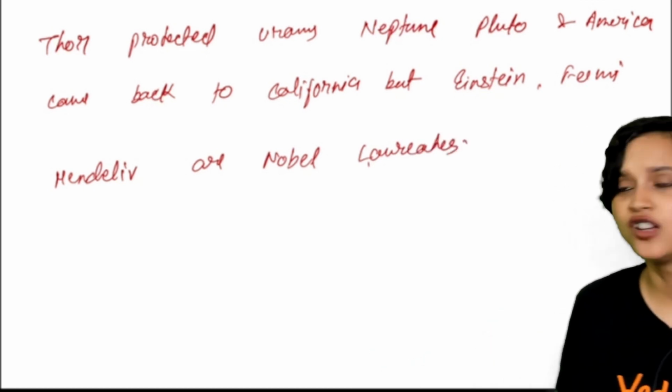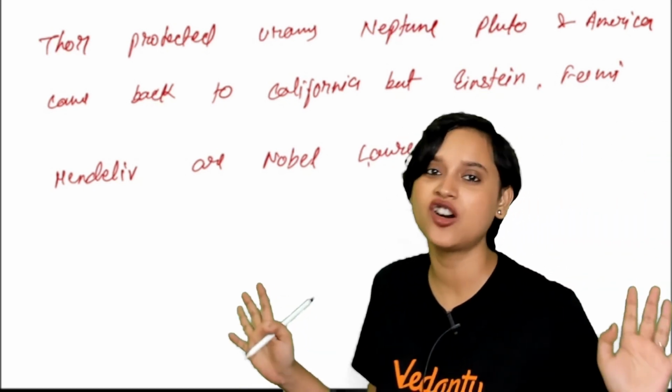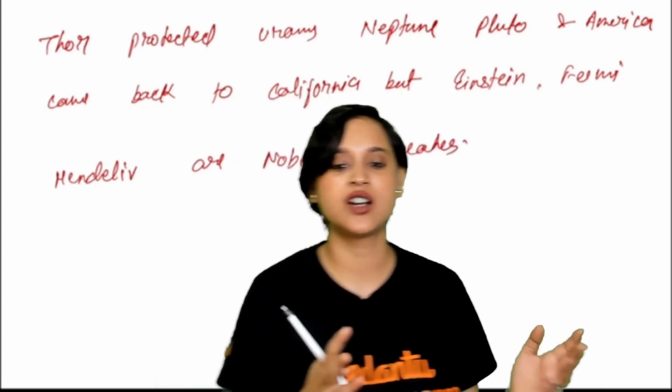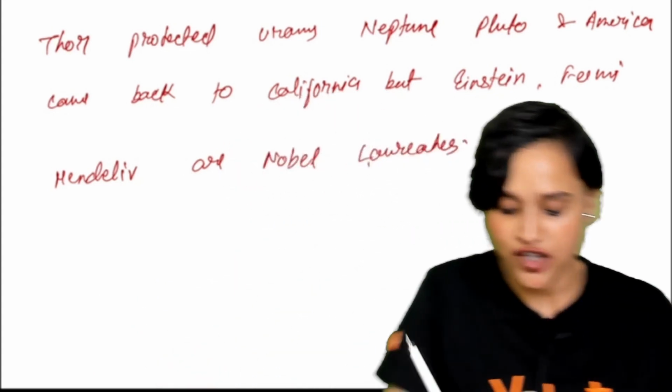Isn't that sad? Thor saved all of these countries, but he did not get anything. It was Einstein and Fermi and Mendeleev who got the Nobel Prize. So let's write, what do you have?